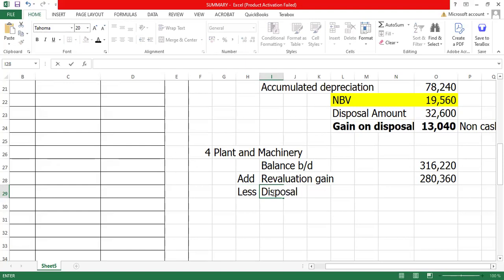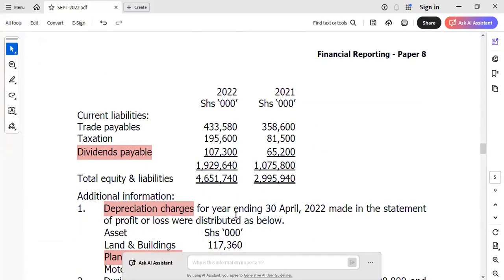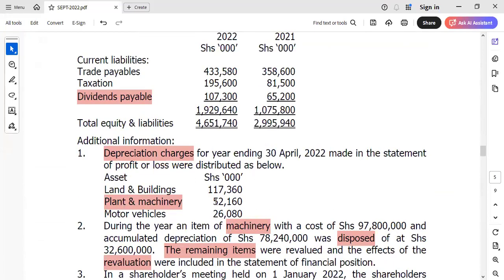You raise the disposal. First of all, before I go to disposal, you raise the depreciation for the year. What was the depreciation for the year when it comes to plant and machinery? Plant and machinery, it was 52.